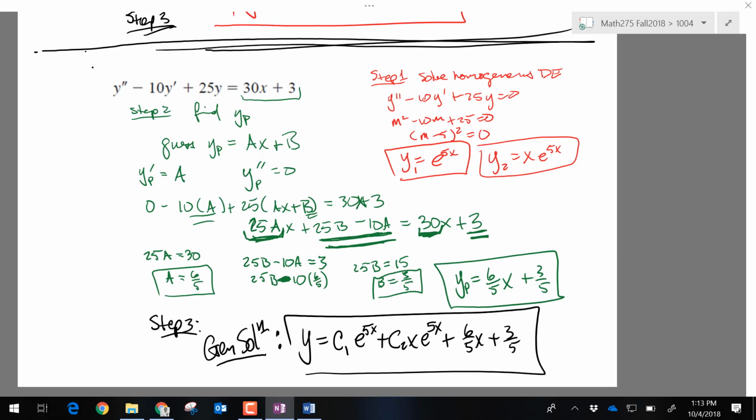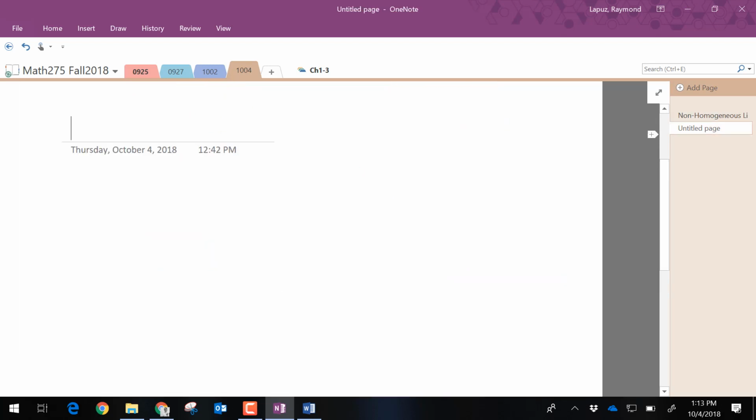Any questions? So what we've been doing is called the method of undetermined coefficients. That's the official name. And it's a matter of matching things up.